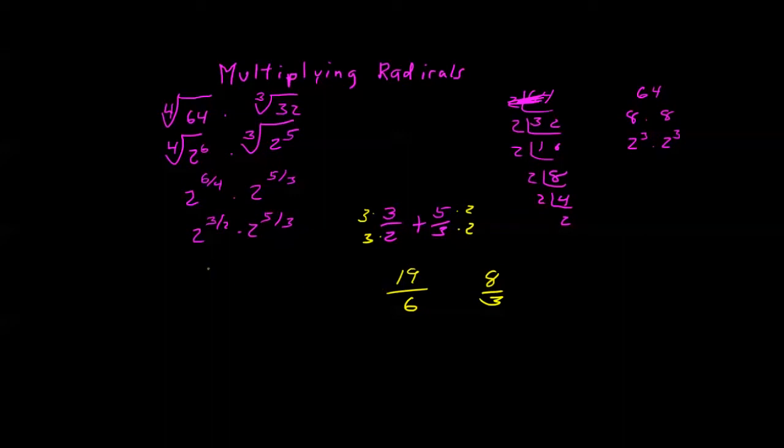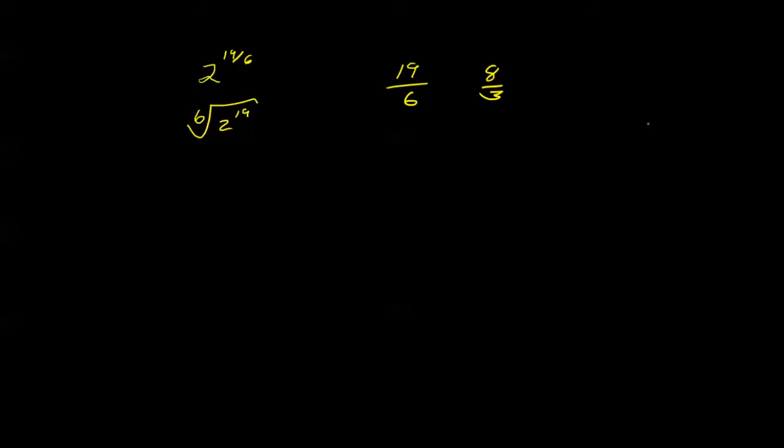So this is equal to 2 to the 19/6 power. So we have the sixth root of 2 to the 19th power. Now, we're not actually going to multiply 2 times 2 times 2 19 times, but we're going to divide 19 by 6, and we get 3. 3 times 6 is 18, and a remainder of 1, or 3 1/6.